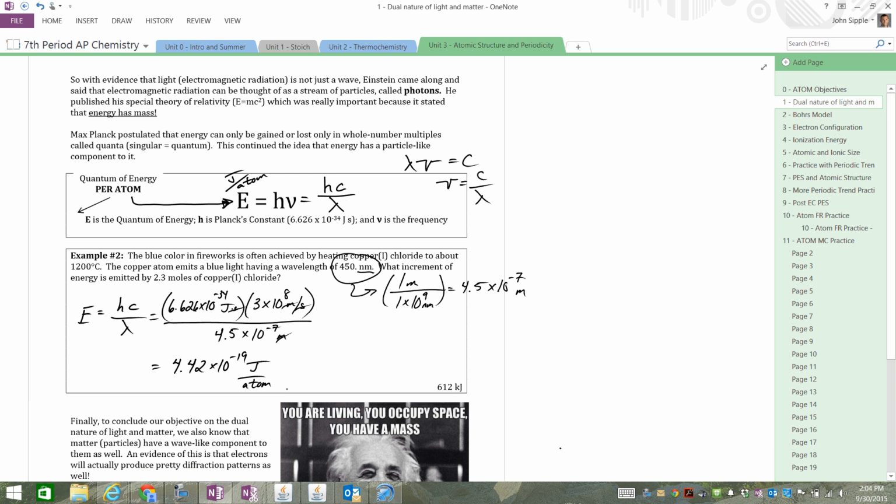We're not done yet because we have moles. So how do we go from atoms to moles? Avogadro's number, yes. So 6.02 times 10 to the 23rd atoms for every 1 mole.